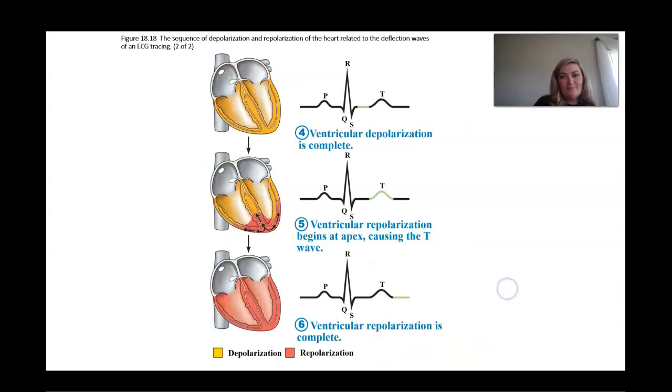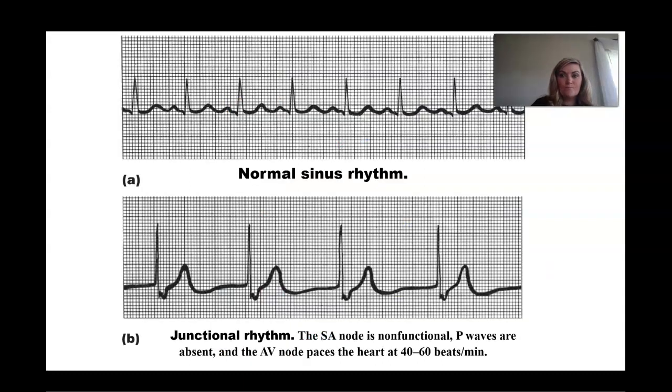All right, so once the septum, or the bundle of His, has become depolarized and it's gone up the Purkinje fibers, now both ventricles are completely depolarized. This is where you're going to see the flat line again between the S and the T. Once it starts to repolarize, starting at the apex of the heart and working its way up, that is going to be your T wave. And then eventually you'll have complete repolarization of the ventricles, and that's going to be the flat line between the T and the P wave. And so looking here, you'll see a normal sinus rhythm above.